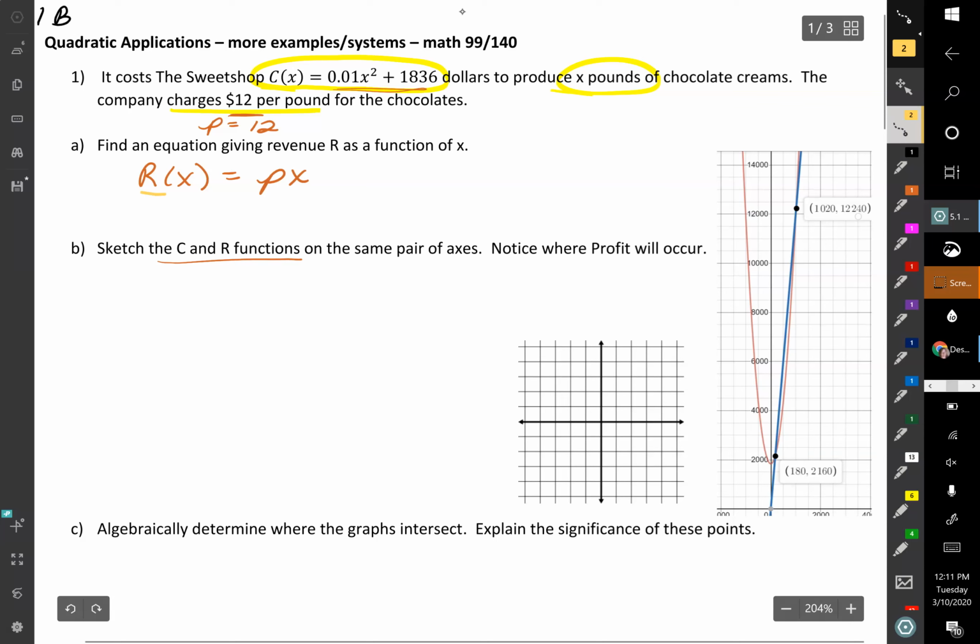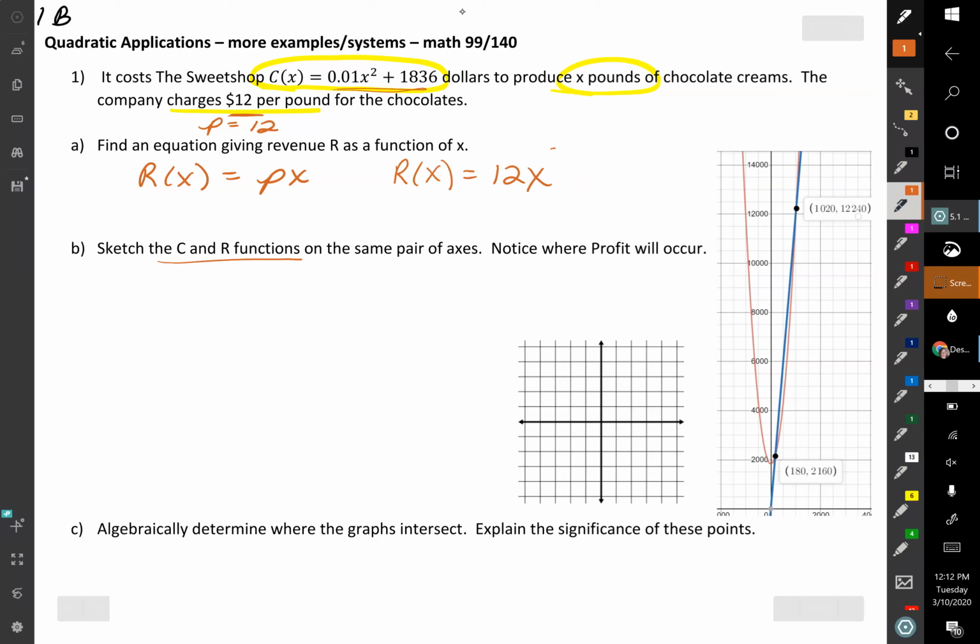Let's see, the equation for revenue, the generic is R of x equals p times x. So we have what p is as a number, so we're going to go ahead and put that in. So we would write R of x equals 12x. We want it in terms of x.